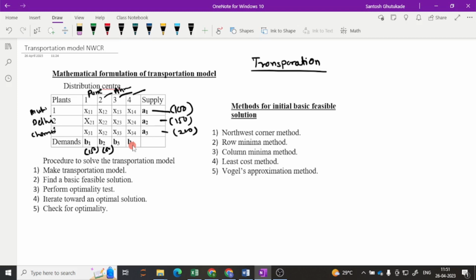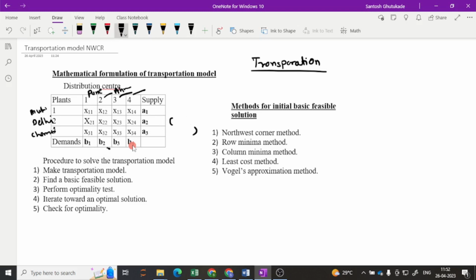And this x11 or x12 is nothing but the cost. So from Mumbai to Pune, this x11 is a cost, we will see in the problem. So this is a mathematical formulation actually. Now how to solve this problem?